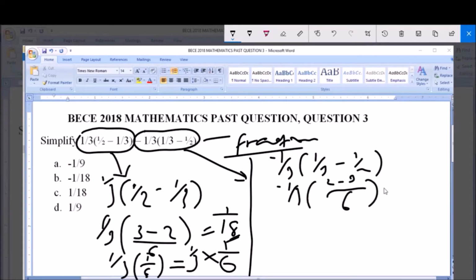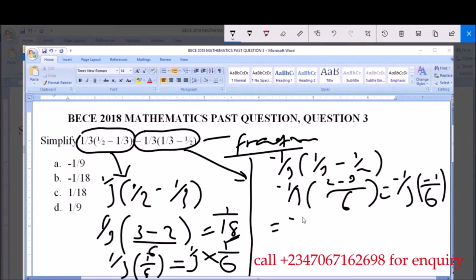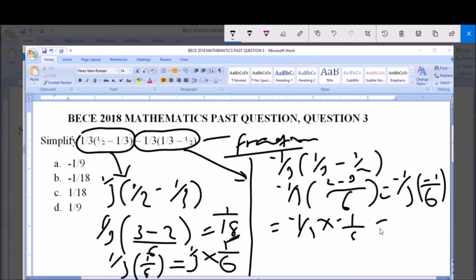Close bracket. And this is the same thing as saying minus 1 all over 3 into brackets, 2 minus 3 will give us minus 1. So minus 1 all over 6. So here now we have minus 1 over 3 into brackets minus 1 over 6. And this is the same thing as saying minus 1 over 3 multiplied by minus 1 all over 6. And like we know, negative times negative will give us positive. So minus 1 times minus 1 will give us positive 1. And then 3 times 6 will give us 18. So we have positive 1 over 18.